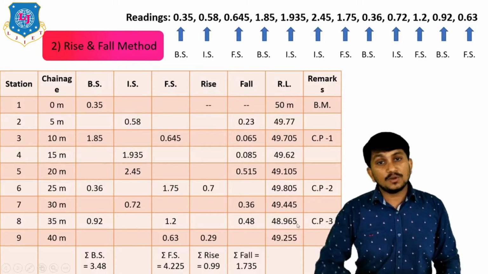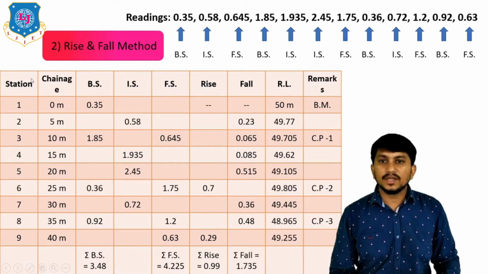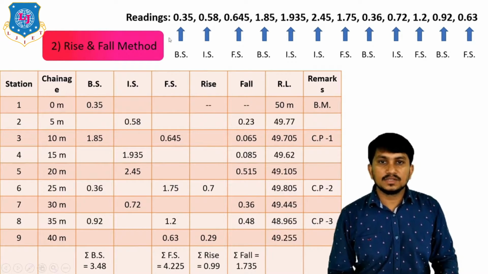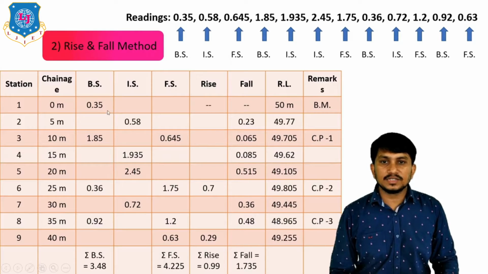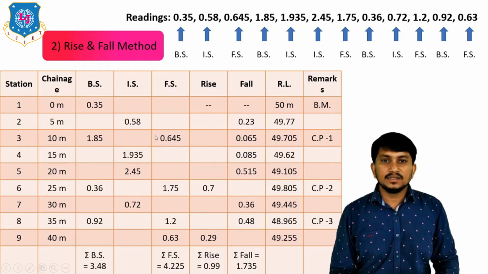So first of all we have to insert these readings into this table. At station number 1, the first reading is BS, so it is written in the BS column. Then the second reading is IS, so at the 5-meter interval the second station is there. Because it is IS, it is written in the IS column. Third reading is FS, so it is written in the FS column. This is the third station at 10 meter.